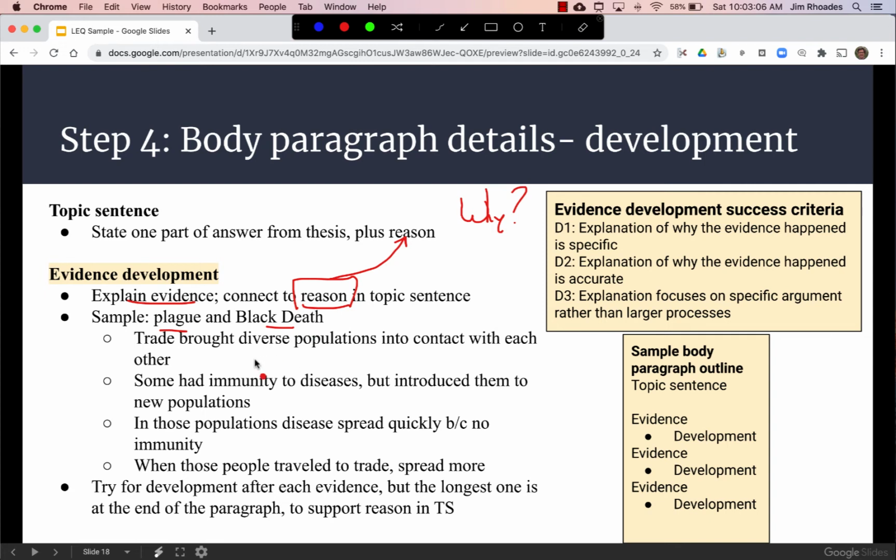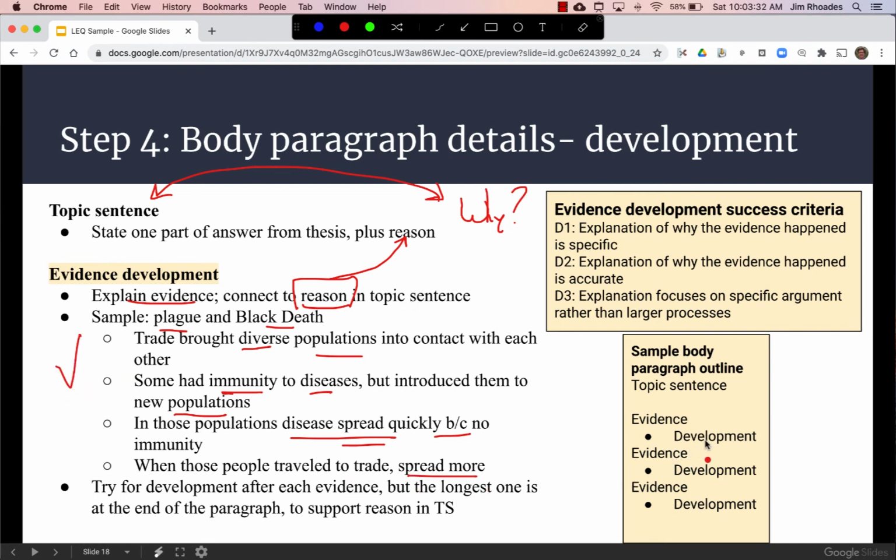And I thought, well, it brings diverse populations into contact with each other. That Silk Road's trade network spanned a big area, and so did the other ones. Some of those people are immune to disease, but they can introduce them to new populations. They can be carriers of things like plague. And in those populations, it spreads very quickly because there's no immunity. And if those people travel to trade, it spreads even more. So this is my thought process for development.